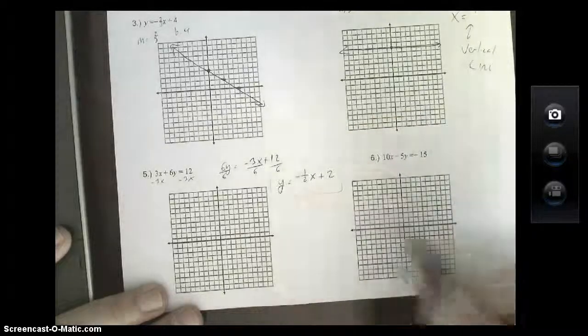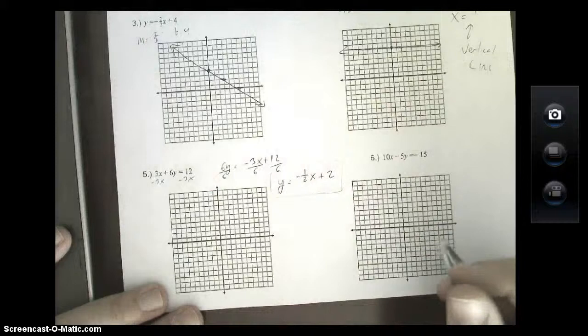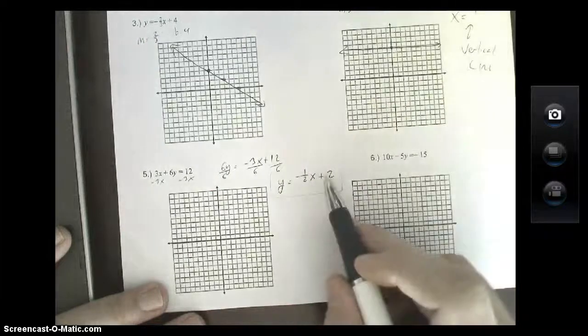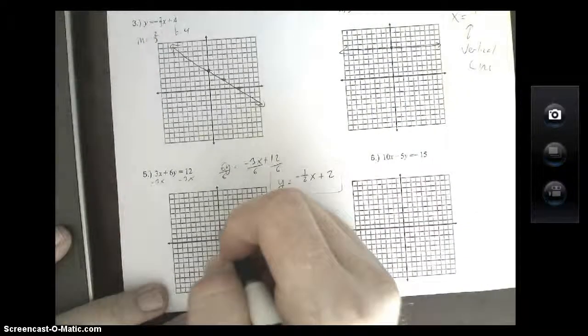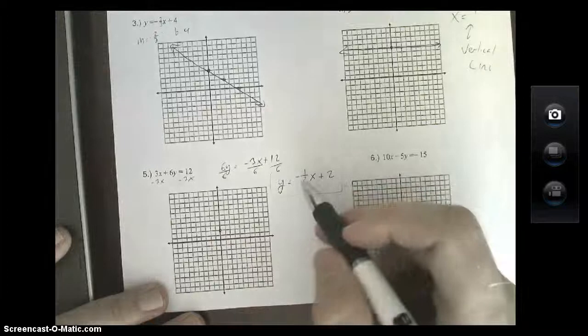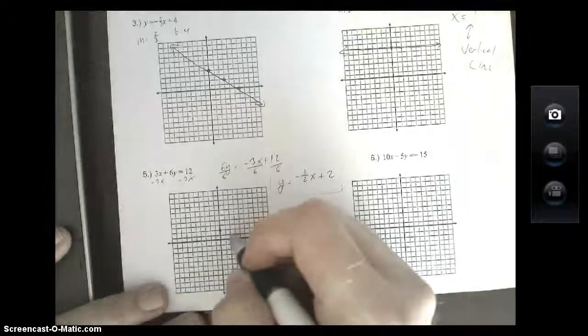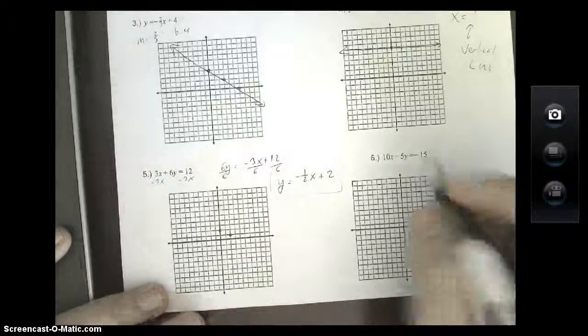Now we've got a problem we can work with, which becomes the problems we did up top. So plus 2, up 2, plot a point. My slope is negative 1/2, so down 1 over 2. Got my 2 points.